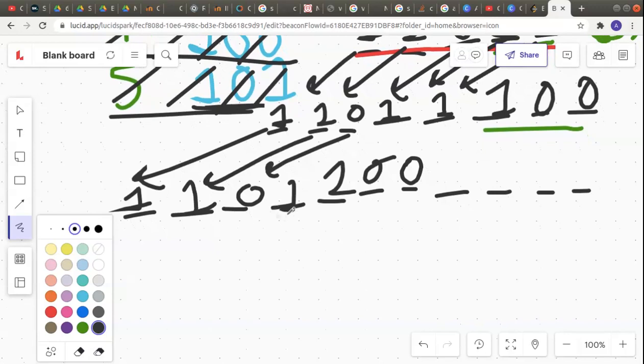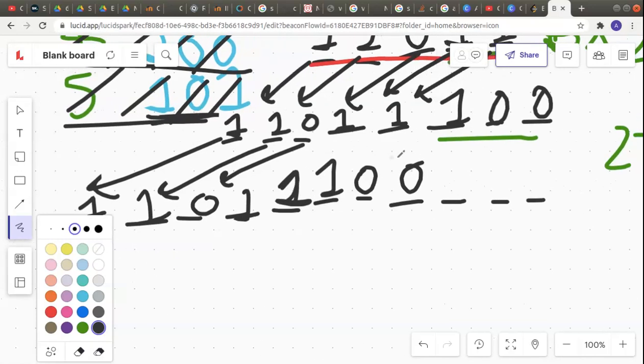And 11011, I have to write one more one here. And I have two zeros, right? And I write the number which I took just now, which is 101.